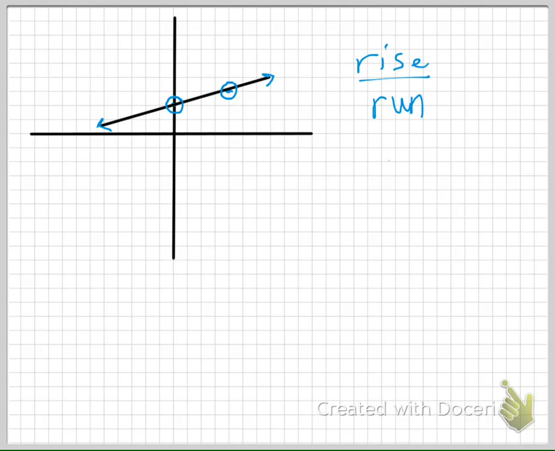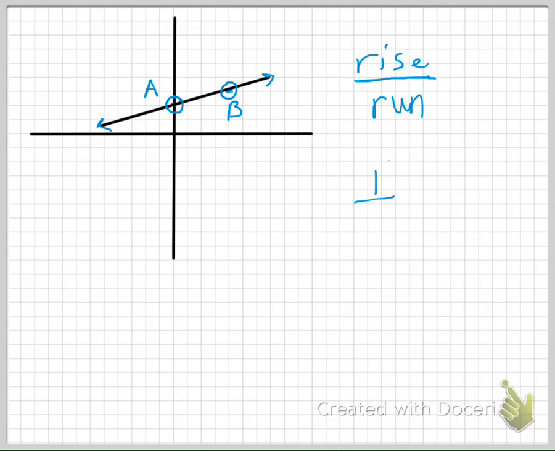Now, to find the slope, basically you're going to give directions, how to get from one to the other. But you're going to give the directions in terms of rise and run. How much do I need to rise to get from point A to point B? All I have to do is go up 1, right? So the rise of this is 1.